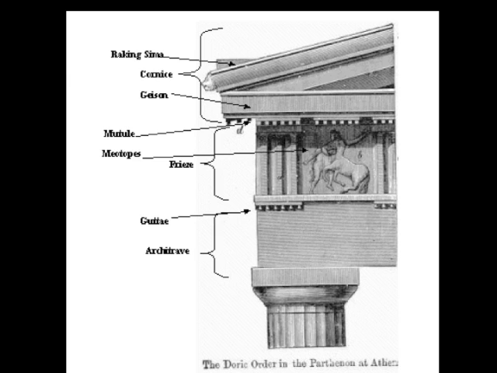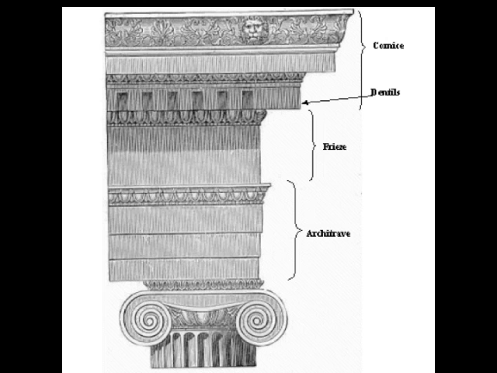Above this, on top, again, we have the cornice, which is composed of the raking cornice or raking cyma, the geison, and several other elements. But we don't need to belabor all of these. The main thing for this course is that you are familiar with the major components of the entablature, including the architrave, the frieze, and the cornice.